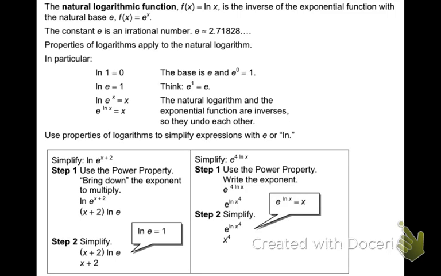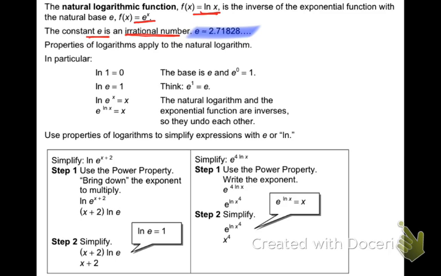The natural logarithmic function f of x equals ln of x. ln of x is the inverse of the exponential function with the natural base e. So the natural log of x is the inverse function of e to the x. The constant e is an irrational number that is approximated by 2.718. If you type it into your calculator and hit the function e, it should show up as 2.71828 and continue on.